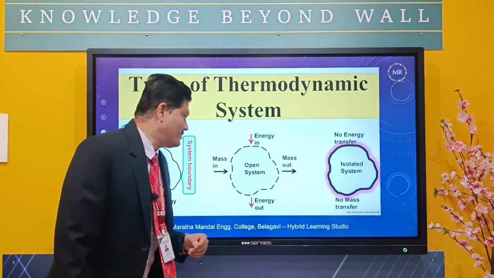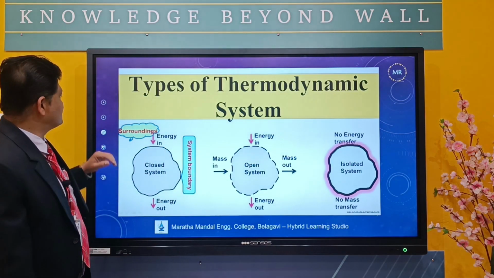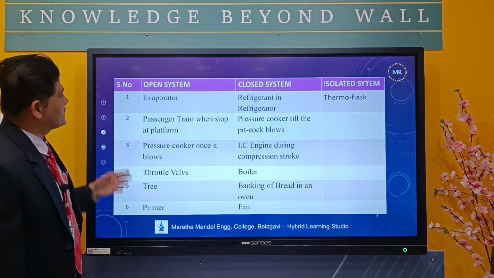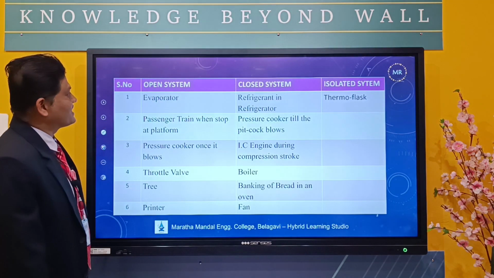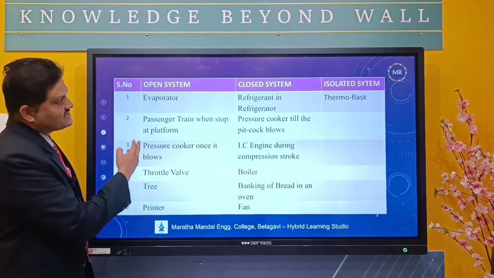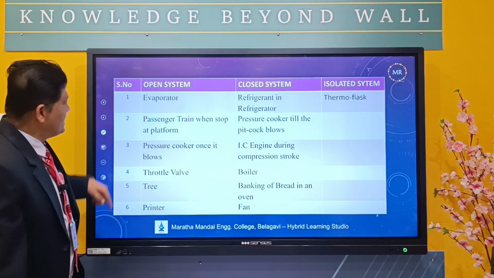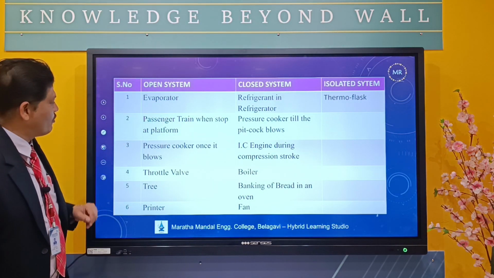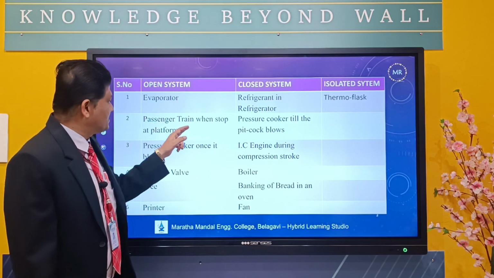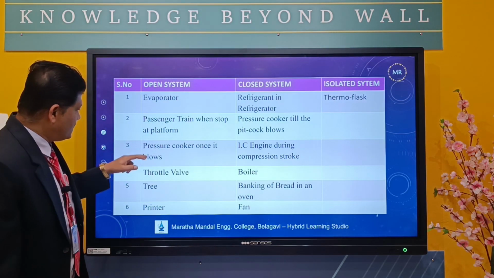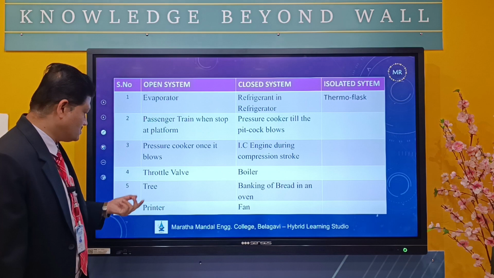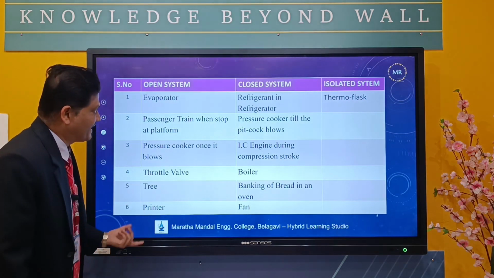Okay, a few examples of the different types of systems we'll see in the next slide. These are day-to-day life examples for the open system, closed system and isolated system. For the open system: an evaporator, the passengers when a train stops at a platform, the pressure cooker once it blows, the throttle valve, a tree, a printer.